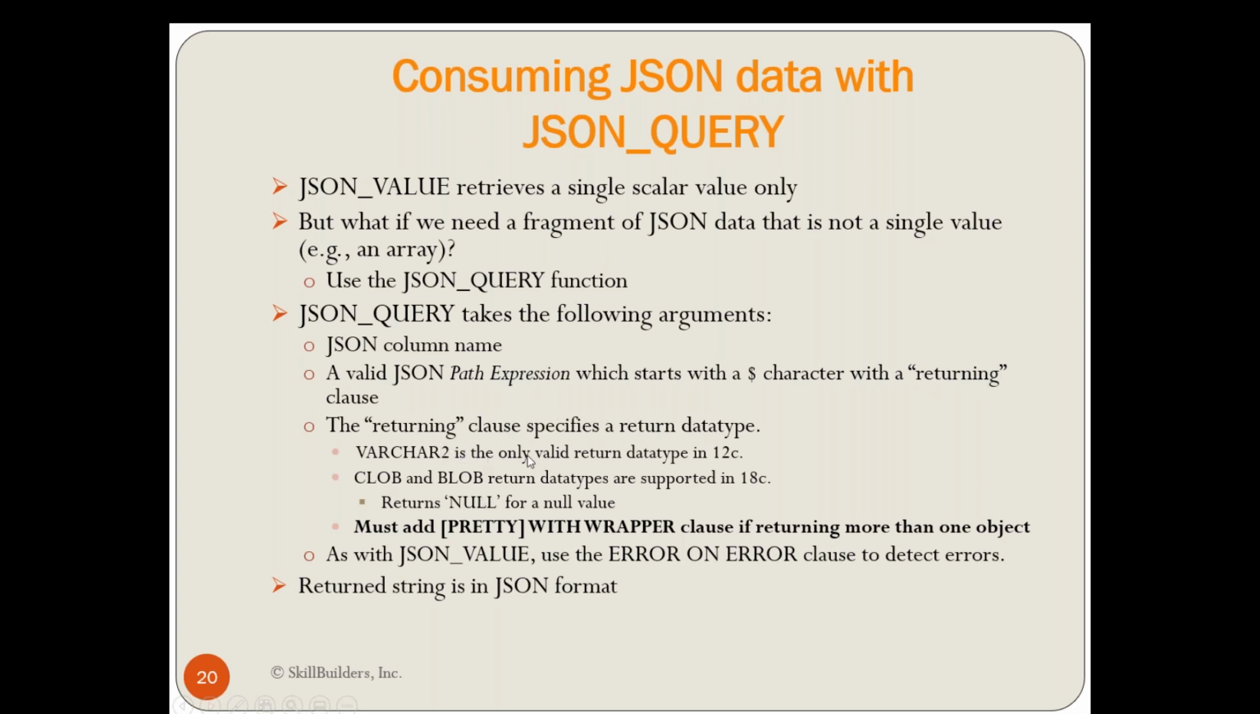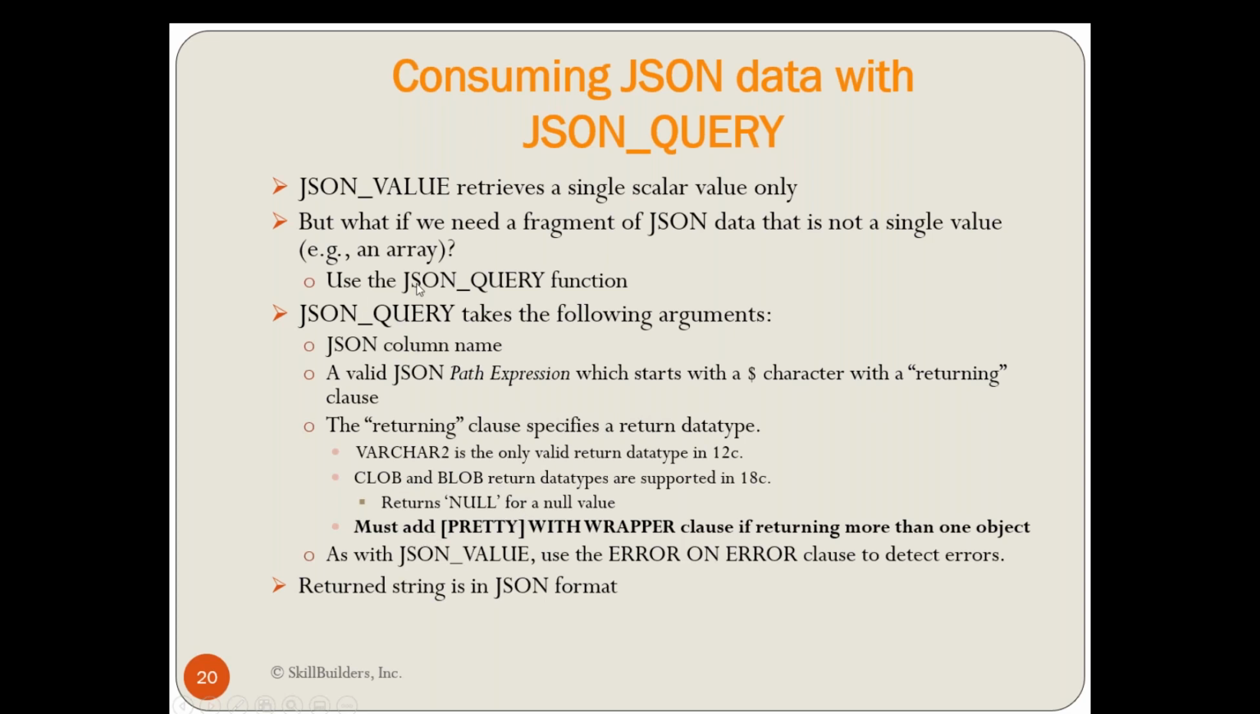Returning varchar2, unfortunately, is the only valid return type in Oracle 12, but when you're up to 18, you can return it in a clob, which is a larger value, or a blob, either way. Okay, so that can fix that. So that's one of the differences that JSON query has. Make sure you add a returning clause, returning varchar2, returning blob or clob.